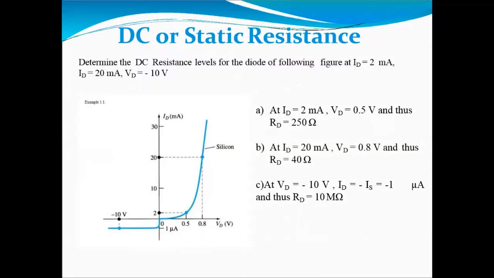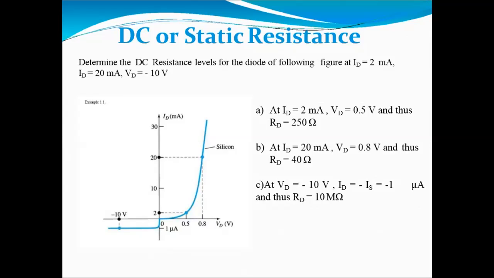The voltage or time may change, but the current and voltage are not changing. At ID equal to 2 milliamps, VD is equal to 0.5 volts, and thus RD equal to 250 ohms. In previous slides, one formula was already given. Simply using this data in that formula, you will get the RD.